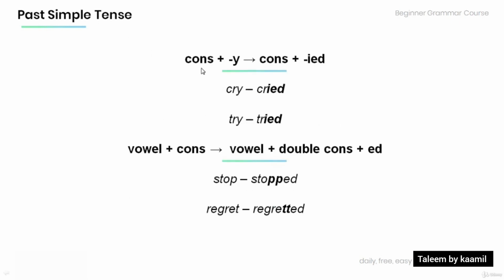Now when a word ends with a consonant plus y, we keep the consonant and turn the y into ied when we want to create the past simple. Have a look at the following words. Cry, cried. Try, tried. And when a word ends with a vowel and a consonant, we keep the vowel, double the consonant, and add ed, as in the example below. Stop, stopped. Regret, regretted.